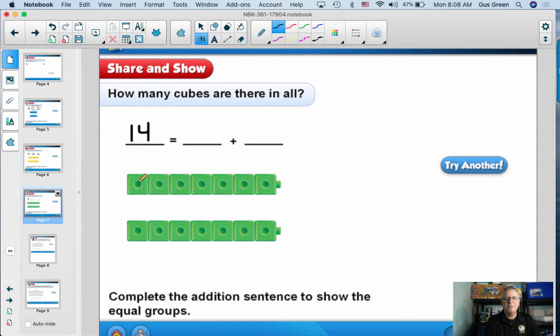And then the top one is 1, 2, 3, 4, 5, 6, 7. So let's put in a 7. And the bottom one, 1, 2, 3, 4, 5, 6, 7. So 14, 7 plus 7, the doubles fact, 7 plus 7 is 14.